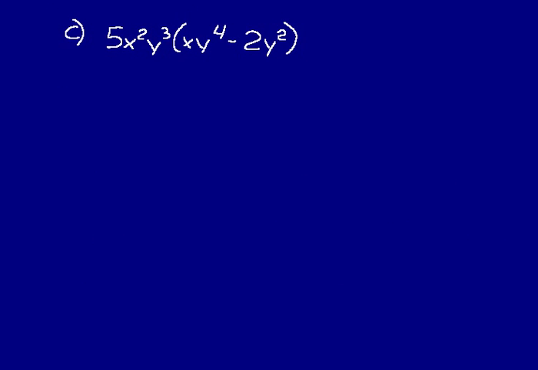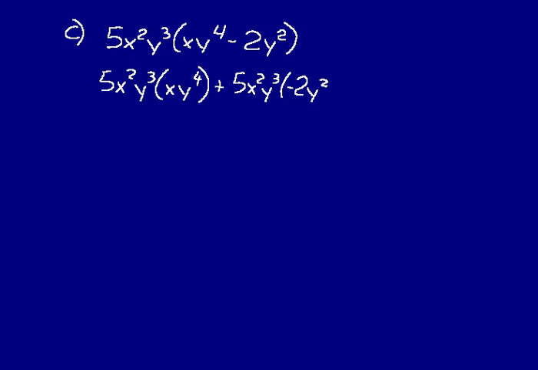Let's do one more problem where we expand to simplify it. Look at this one. We have 5x squared y cubed on the outside, so we'll multiply the two terms on the inside by that. And so we have 5x squared y cubed times xy to the 4th, and then plus 5x squared y cubed times that negative 2y squared. We always consider the sign in front of the term when it's inside the parentheses.